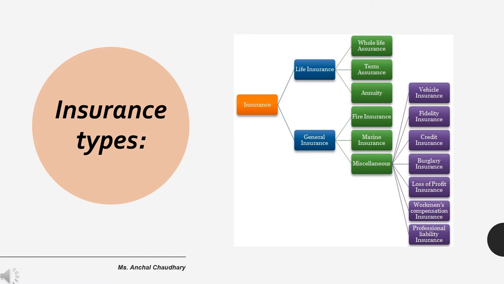Students, we have discussed two types of insurance. These two types are also further divided into many parts. Like life insurance is divided into whole life assurance, term assurance, annuity. These are all included under it. Then your general insurance is divided into fire insurance, marine insurance, miscellaneous.